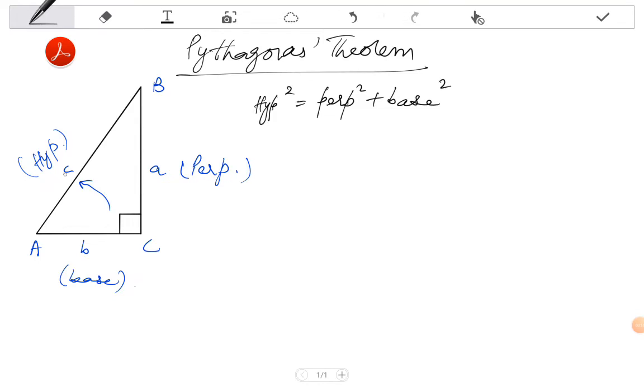Hypotenuse is always the biggest side of a triangle. Like in this right angle triangle ABC, the side facing the 90 degree angle, which is 90 degrees at corner C, is the facing side, small c.